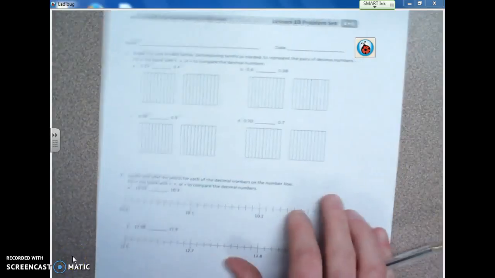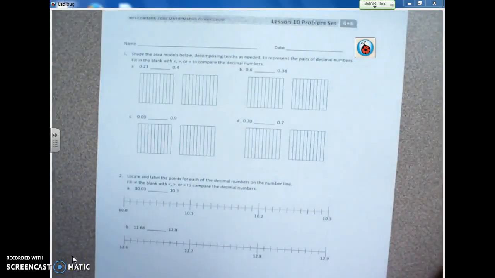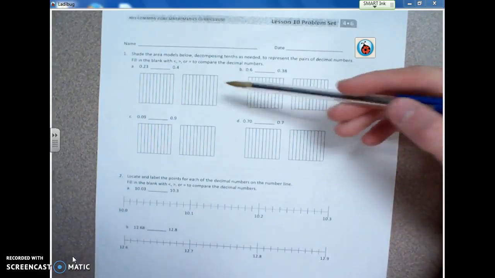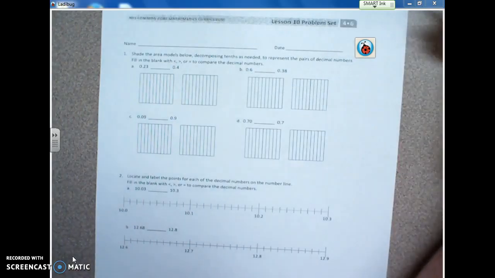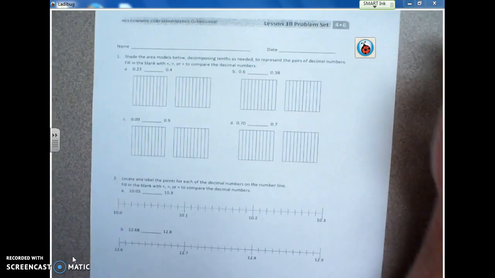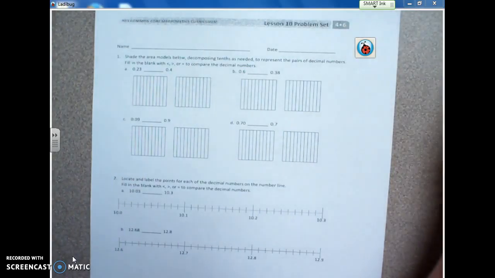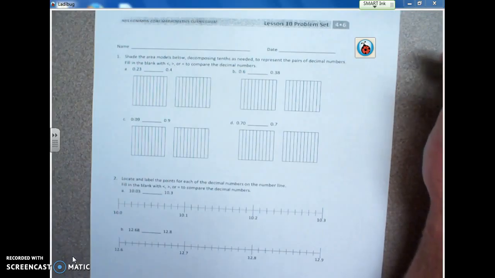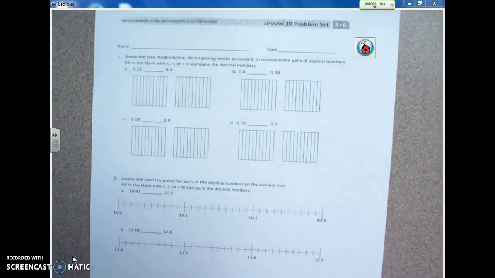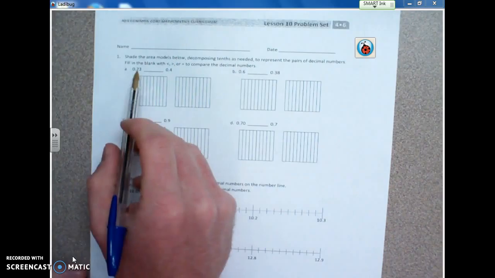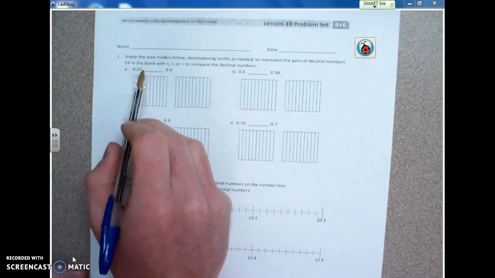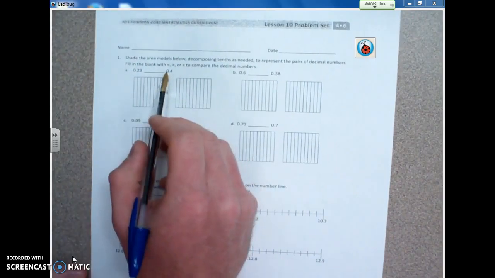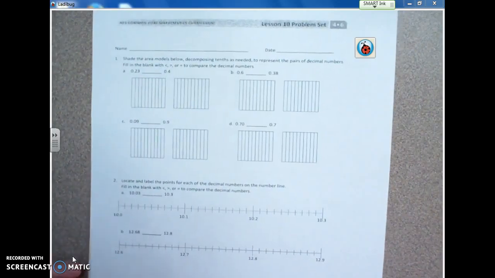All right, so today we're going to talk about comparing decimals, and we're going to use area models as well as number lines to compare decimals today. So if I look at 1A, it says shade the area model below, decomposing tenths as needed to represent the pairs of decimal numbers. Fill in the blank with less than, greater than, or equal to compare the decimal numbers. So I'm comparing 0 and 23 hundredths to 0 and 4 tenths.